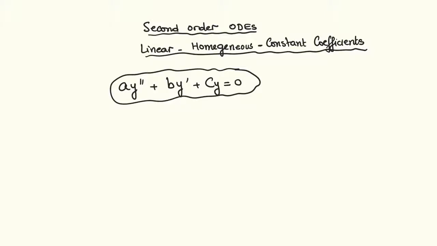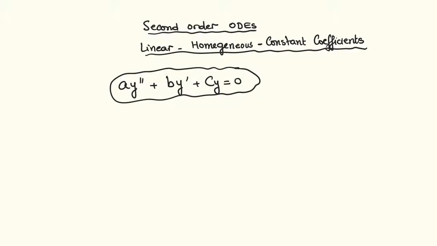So in this video, we'll take a look at second order ordinary differential equations, which are linear, homogeneous, with constant coefficients. So these equations can be written in this form. Okay, so the method for solving these equations is very simple.